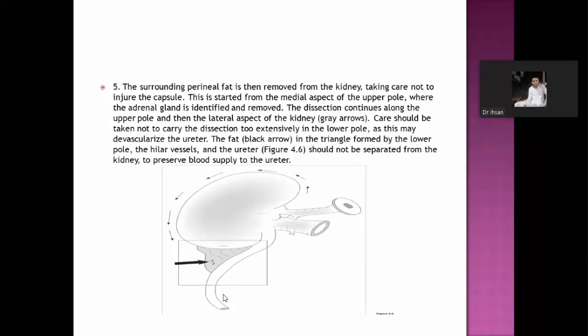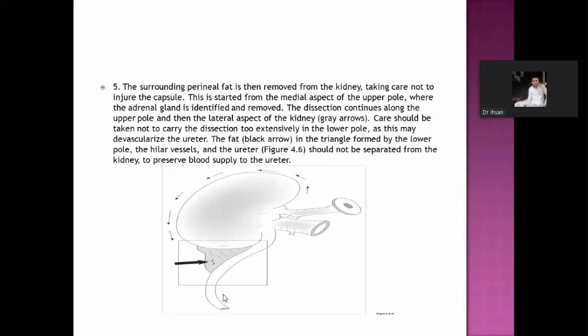The fifth step is surrounding perirenal fat is then removed from the kidney, taking care not to injure the capsule. This is started from the medial aspect of the upper pole, where the adrenal gland is identified and removed. The dissection continues along the upper pole and then the lateral aspect of the kidney. You can see in the arrow.